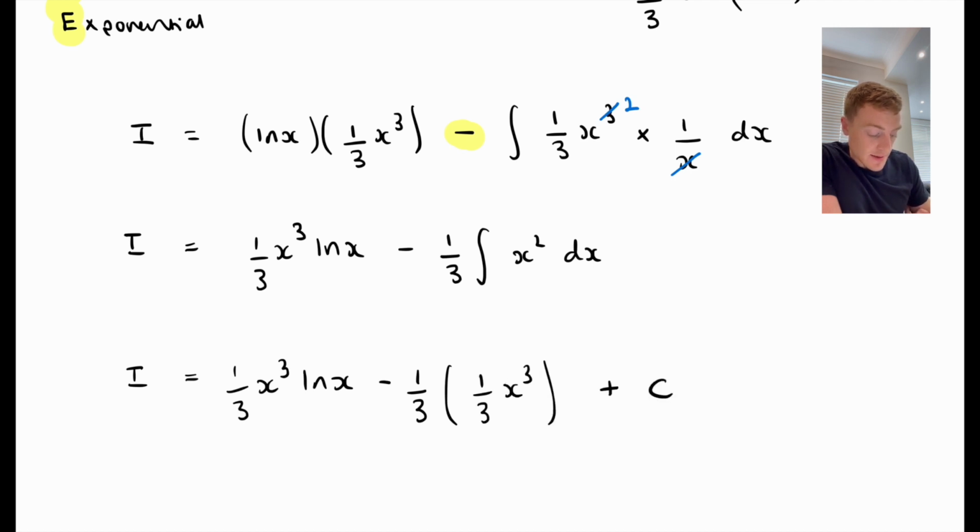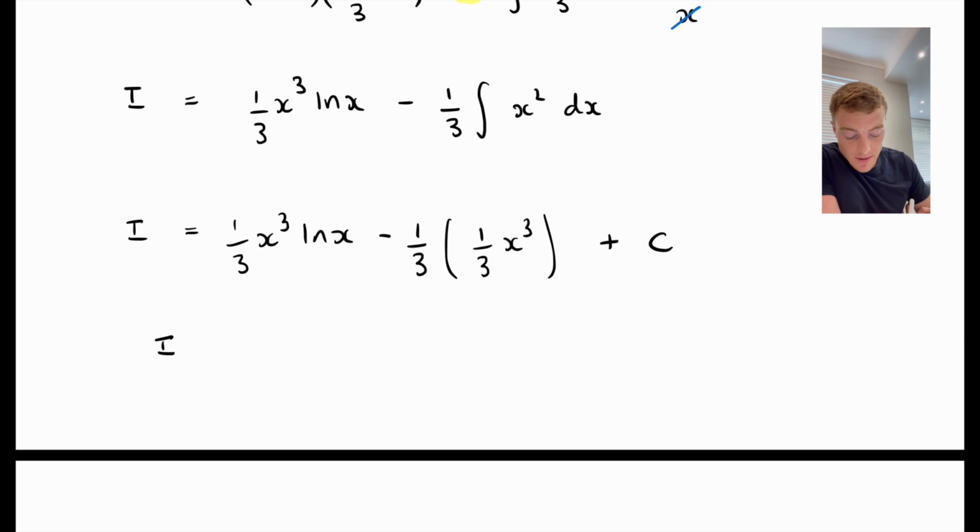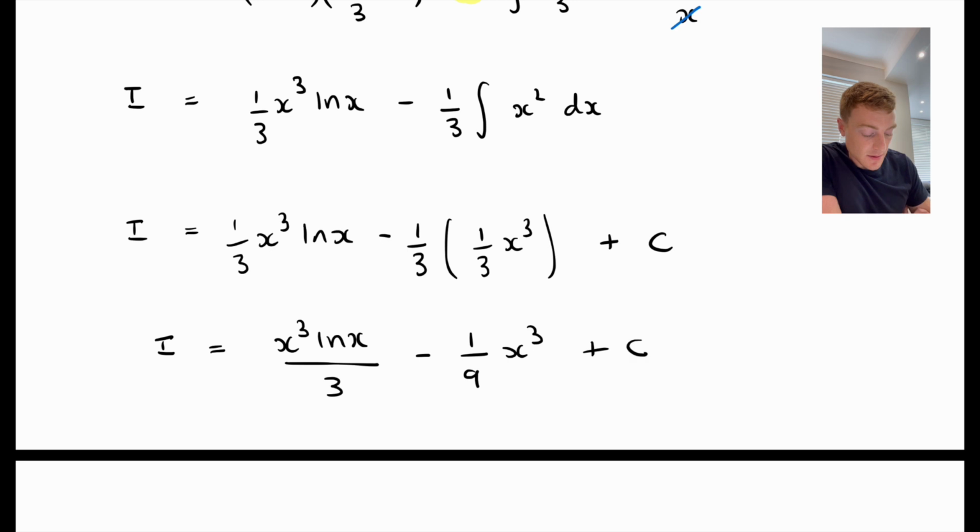And let's not forget to add our constant of integration, because this is indefinite integration, meaning we have no integration limits. We're not integrating between any 2 points. So let's tidy that up even more. So we get x cubed ln x over 3 minus 1 over 9 x cubed plus c. And that's my final answer.